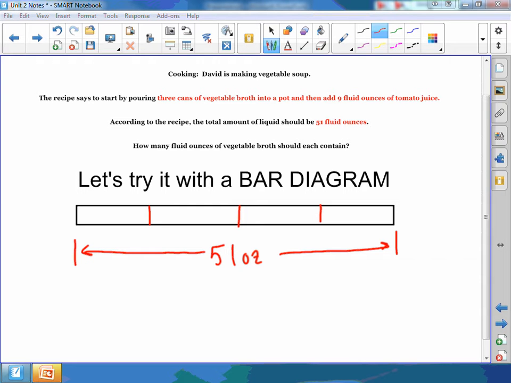Okay, so if the whole recipe is 51 ounces, we want to talk about what will go in each of these parts for our bar. There are only, again, 2 ingredients: 3 cans of vegetable broth and 9 ounces of tomato juice. Why do you think that that thing was split up into 4 parts? Why did we split the bar, in this case, into 4 parts? Riley?